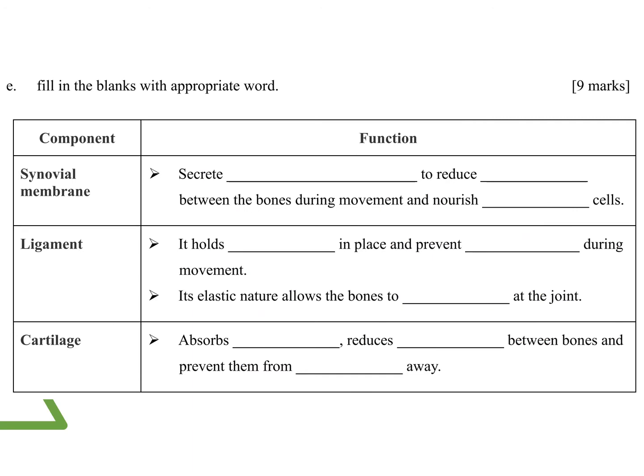Let's take a look at question E to fill in the blanks with the appropriate word. Component, synovial membrane. What is the function? It helps to secrete the synovial fluid, which is important to reduce friction between the bones during movement and helps to nourish, that means provide nutrients to the cartilage cells.